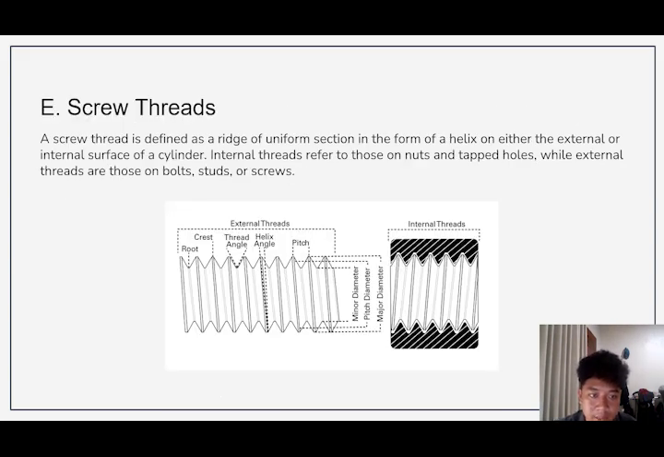Next one is screw thread. A screw thread is defined as a ridge of uniform section in the form of a helix on either the external or internal surface of a cylinder. Internal thread refers to those on nuts and tapped holes, while external threads are those on bolts, studs, and screws. You can see in this image, this is what we call screw threads.